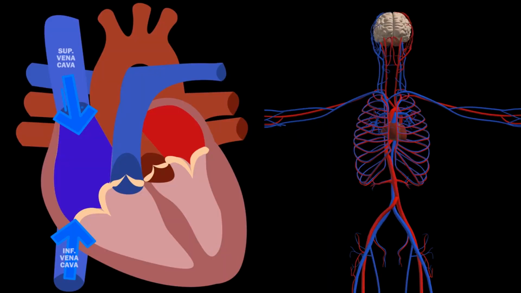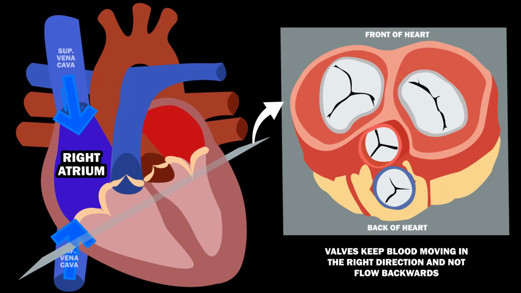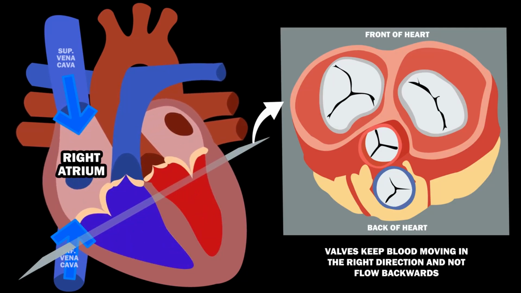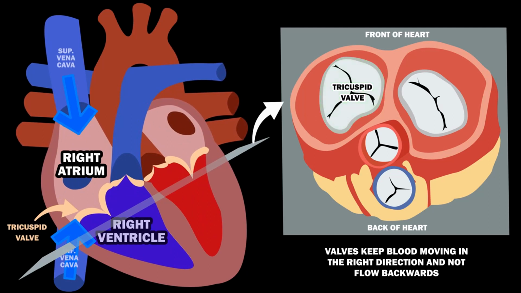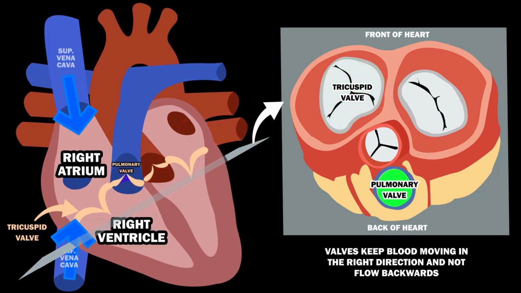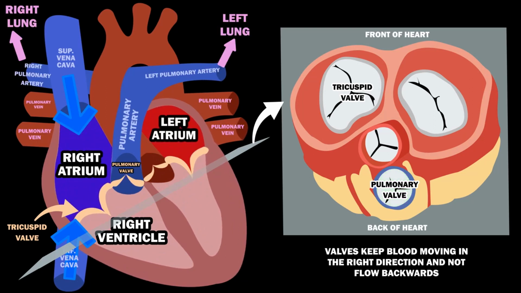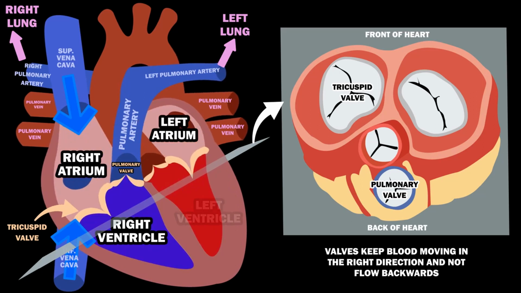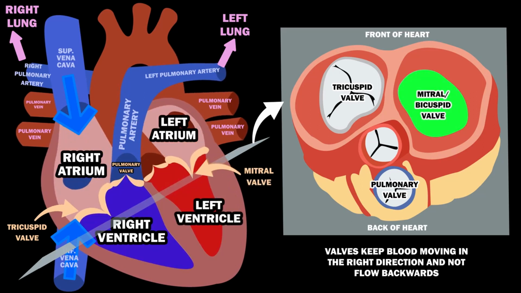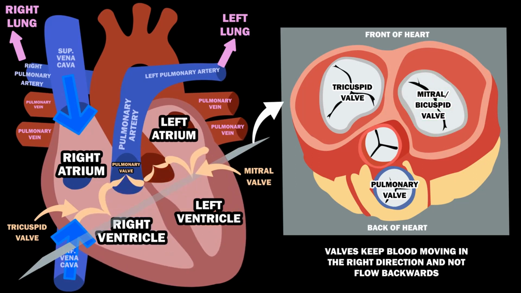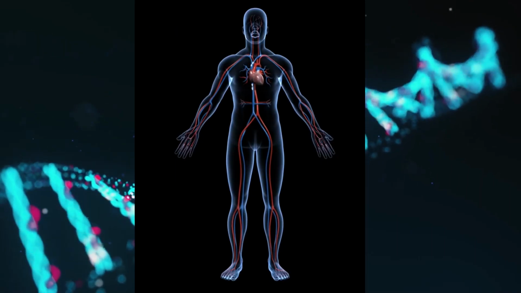The heart has 4 chambers. The right atrium receives the oxygenated blood from the body and pumps it to the right ventricle. The right ventricle gets the blood from the right atrium and pumps it to the lungs to load it with oxygen. The left atrium receives oxygenated blood from the lungs and pumps it to the left ventricle. The left ventricle is the strongest chamber of the heart. It pumps oxygen-rich blood to the rest of the body.